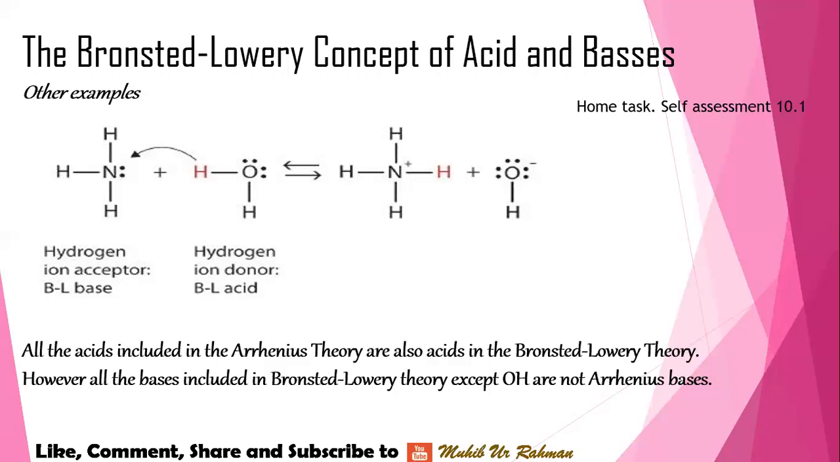All bases included in Bronsted theory except OH ions are not Arrhenius bases, which means, let's take an example of the above reaction. NH3 has no OH ions, so NH3 is a base according to Bronsted-Lowry theory, but NH3 cannot be classified as a base according to Arrhenius theory. So all the bases included in Bronsted-Lowry theory except OH ion are not Arrhenius bases. NH3 is not an Arrhenius base because it has no OH ion. But as it accepts a proton, it is a base according to the Bronsted-Lowry concept.